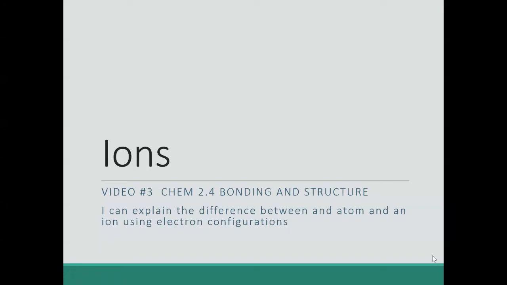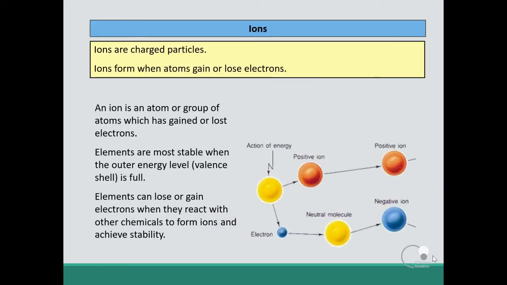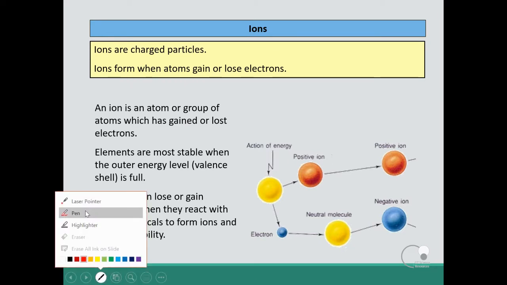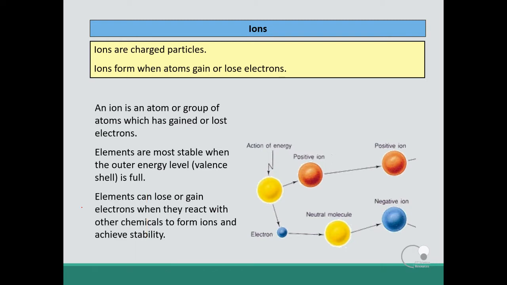Mrs. Goodson here, and this is video 3 of Chemistry 2.4, Bonding and Structure, and it's all about ions. The learning objective is to be able to explain the difference between an atom and an ion using electron configurations. So what is an ion? Ions are charged particles. They form when an atom of an element either gains or loses electrons. An ion is an atom, or it could be a group of atoms, which has gained or lost electrons.